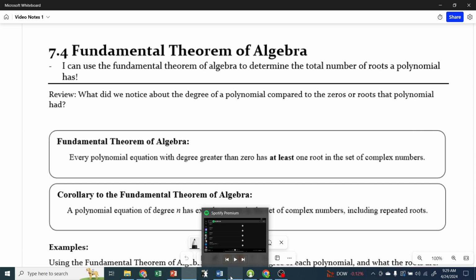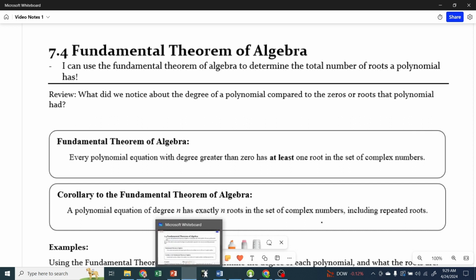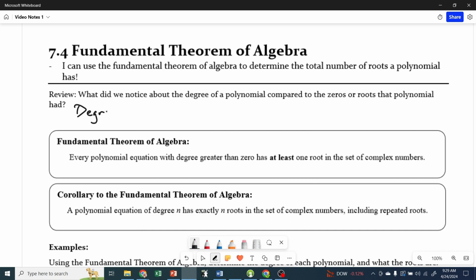Okay, so what did we notice about the degree of a polynomial compared to the zeros or roots? Well, we noticed that the degree of the polynomial is equal to the number of zeros or roots.